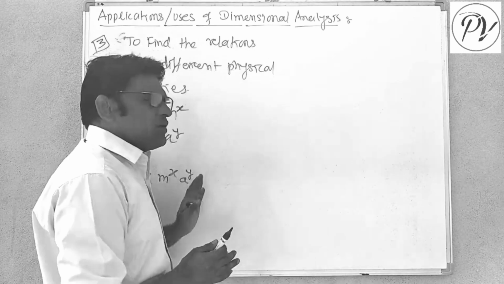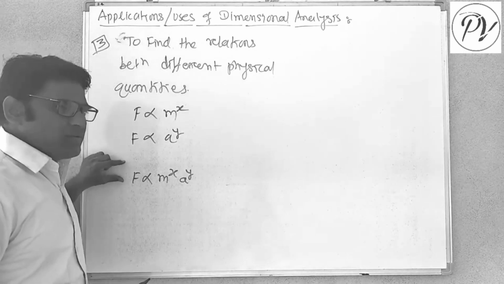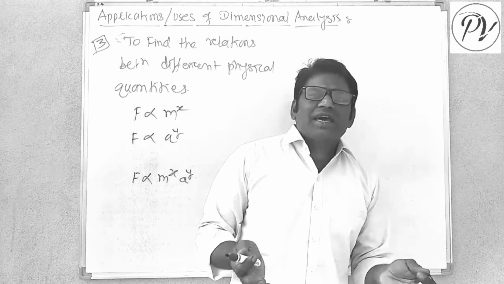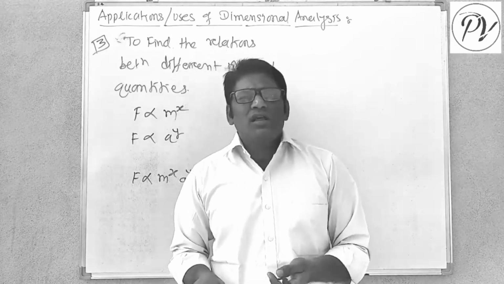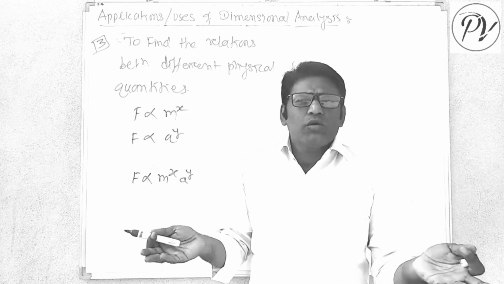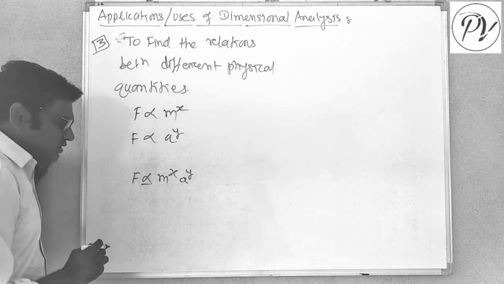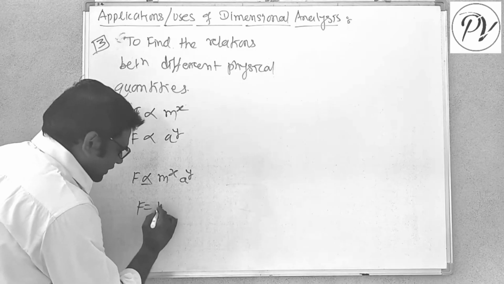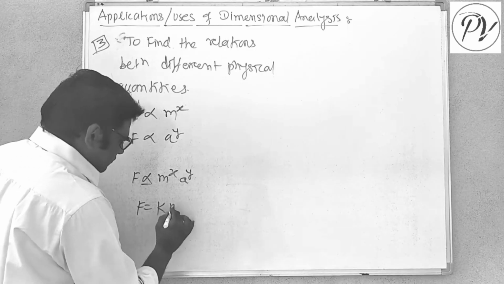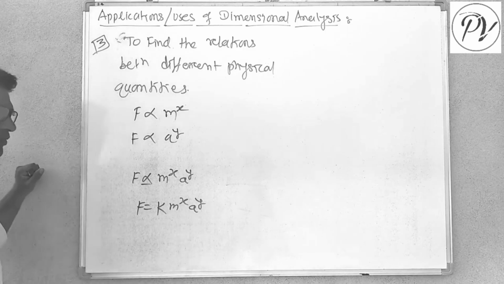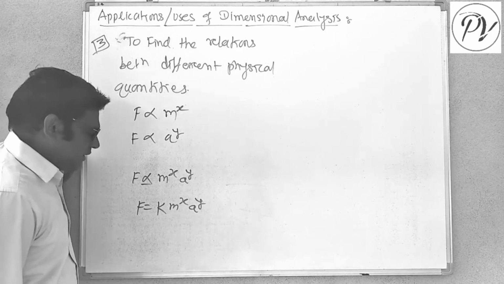Then and only then will there be a force. So force depends on mass and acceleration, whether it is directly proportional, inversely proportional, or what the powers are, we don't know. That we have to calculate. So to remove this proportionality sign, we can write F is equal to, let us say, one constant k, M to the power x, a to the power y.